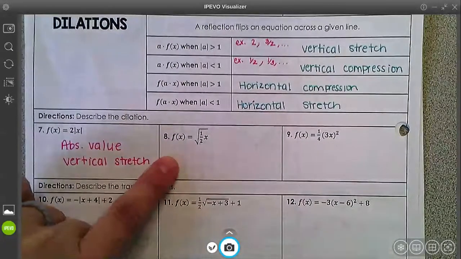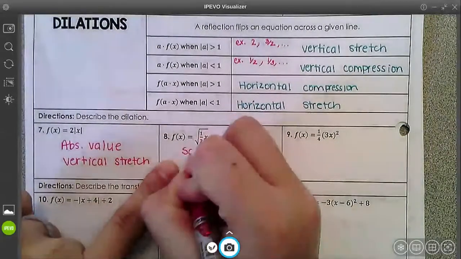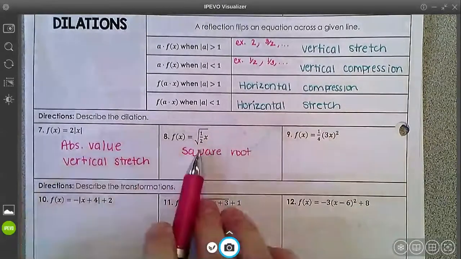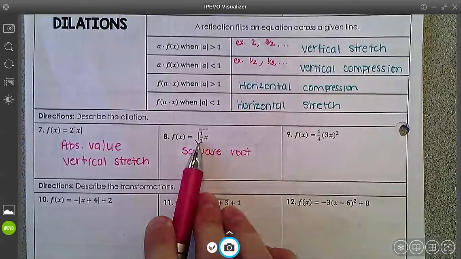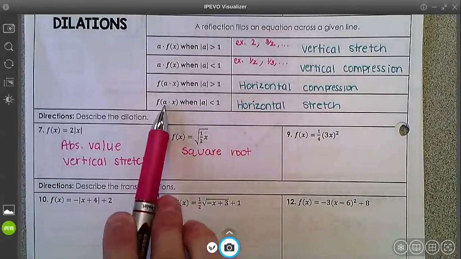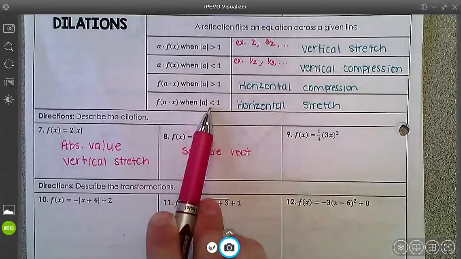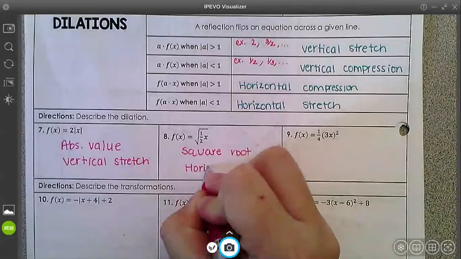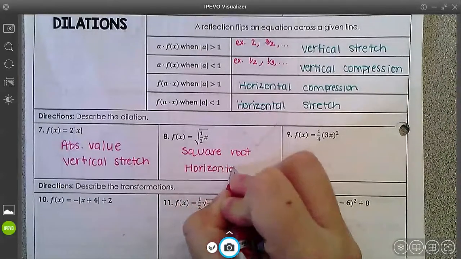Number 8, what type of function? Good. That number that's being multiplied is on the inside and it's less than 1. So inside less than 1 is a horizontal stretch.